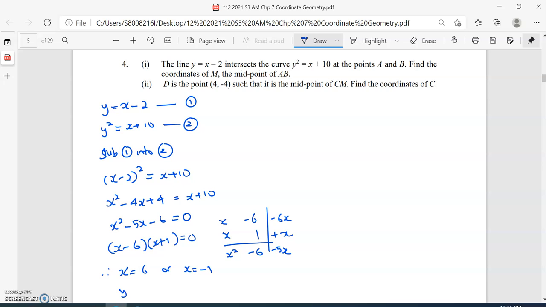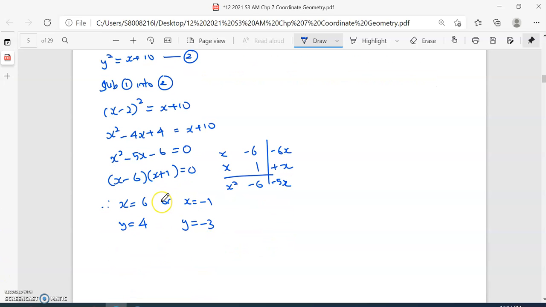When x equals 6, the corresponding y will be 6 minus 2, that's 4. When x equals negative 1, the corresponding y will be negative 3. It doesn't matter which is A and which is B, because ultimately we have one pair of coordinates, 6, 4, and another pair, negative 1, negative 3.